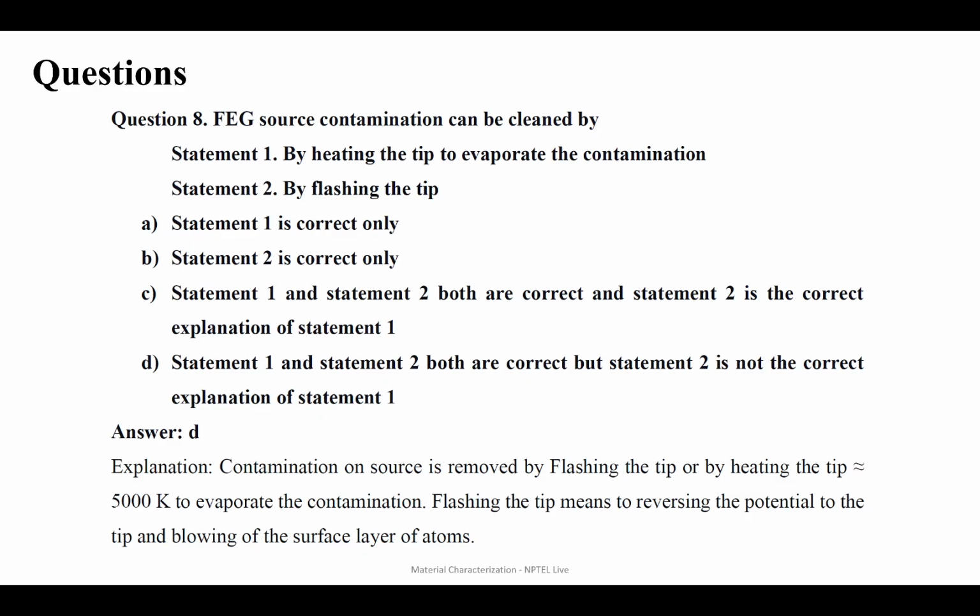So the correct answer here would be D. Both are correct, but 2 is not the correct explanation of 1. So the contamination can be removed by heating the tip to around 5000 Kelvin to evaporate the contamination, or it can be done by flashing the tip, which means reversing the potential applied to the tip, so that will reverse the effects of forward potential and it will detach the layer of atoms from the surface.